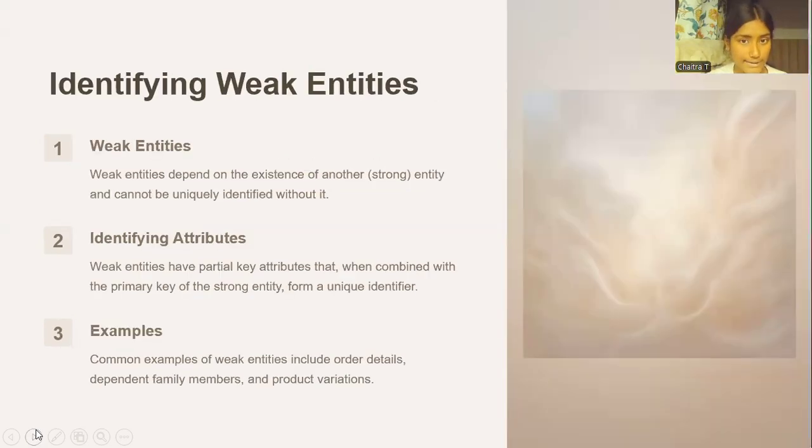Identifying weak entities. Weak entities depend on the existence of another strong entity, and cannot be uniquely identified without it. Now, identifying attributes. Weak entities have partial key attributes that, when combined with the primary key of the strong entity, form a unique identifier. Examples. Common examples of weak entities include order details, dependent family members, and product variations.